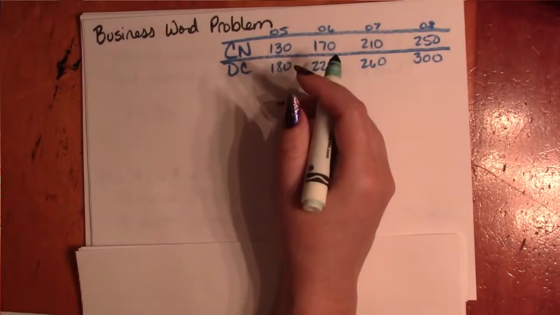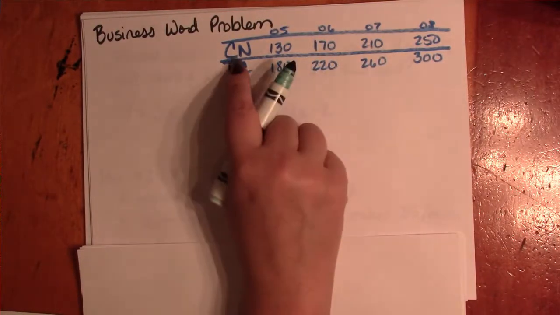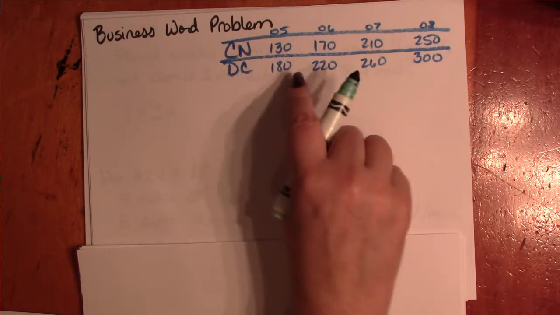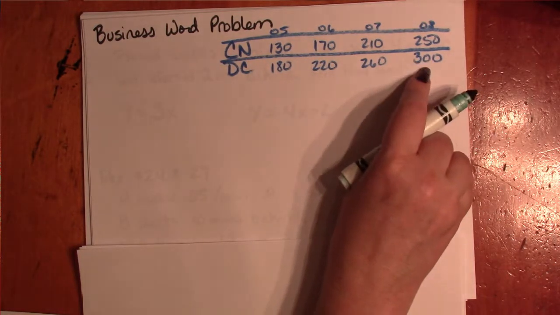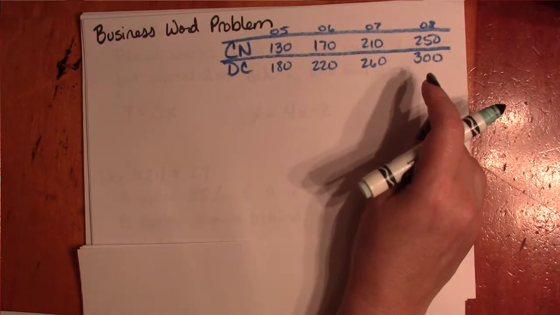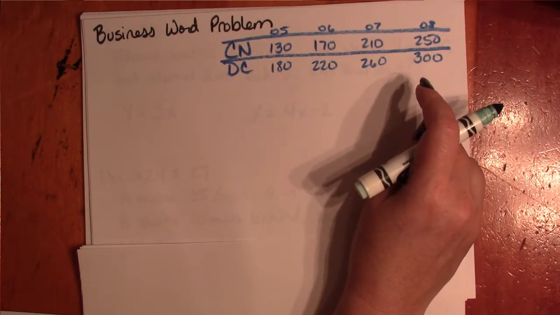Next, we have a business word problem. We have Comics Now and we have Dynamo Comics. And if these sales patterns continue, will the sales ever end up being the same? Will they ever equal each other?